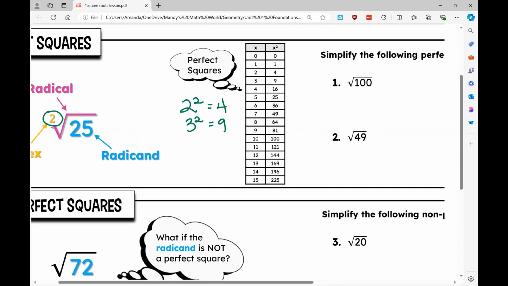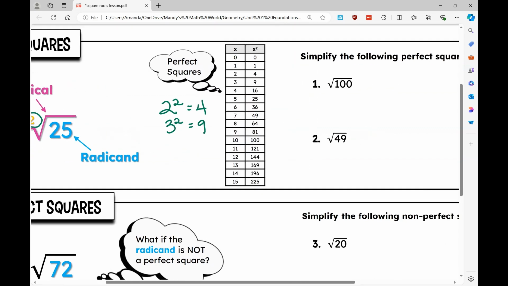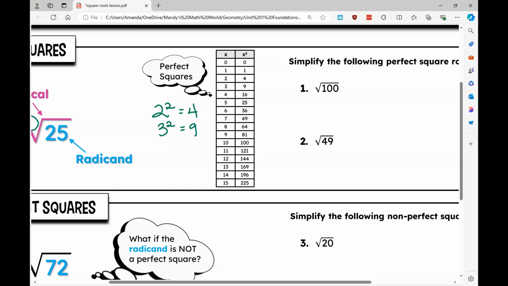So if we were to simplify square roots that are perfect squares, the square root of 100 right here, this undoes it. It's the reverse. It undoes that square. So the square root of 100 is 10. That means that 10 squared is 100, right? The square root of 49, that's right here. The square root of 49 is 7. They're perfect squares. That means that 7 squared is 49. So the square root of 49 is 7.